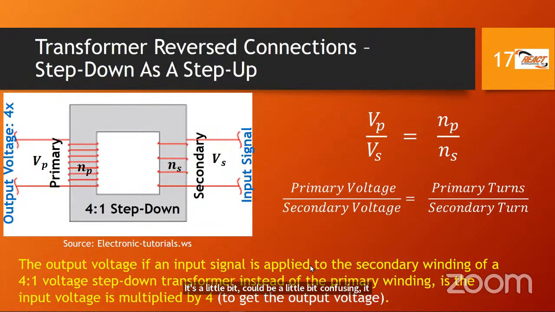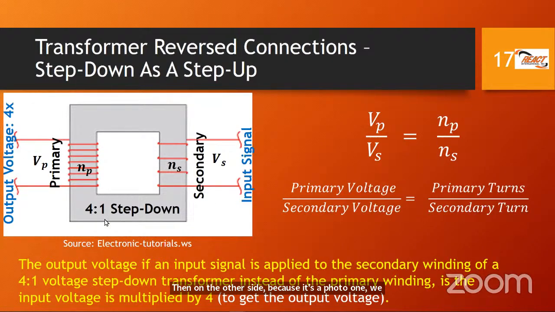So we're saying that it's applied to the secondary winding of a 4-to-1 voltage step-down transformer, but we're applying it to the secondary of the step-down transformer. So we're actually making it a step-up transformer. Normally we'll apply the voltage here and get an output here of a quarter. But because we're applying it to the secondary, then on the other side, because it's a 4-to-1, we multiply by 4. And if we were to use this trusty formula, it will work out like that.